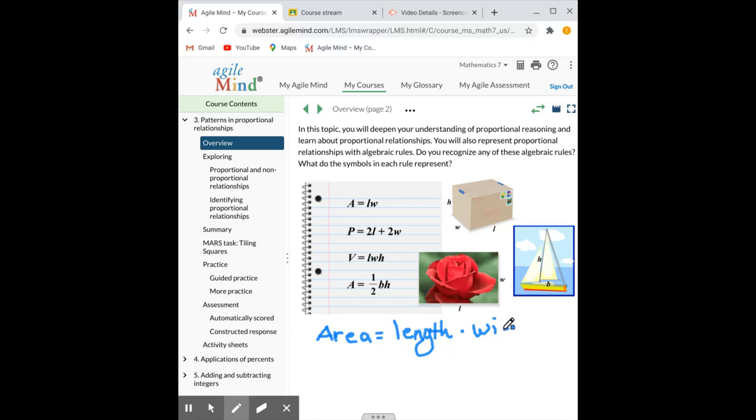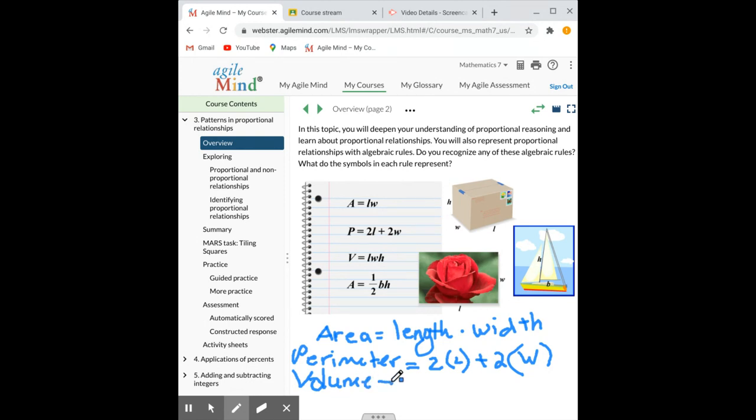What's the other one going to be? What do you think, Hagen? Perimeter. Great job. So the perimeter is equal to 2 times the length plus 2 times the width. The next one is what? Isn't it volume? It is volume. Equals length times width times height. Correct.